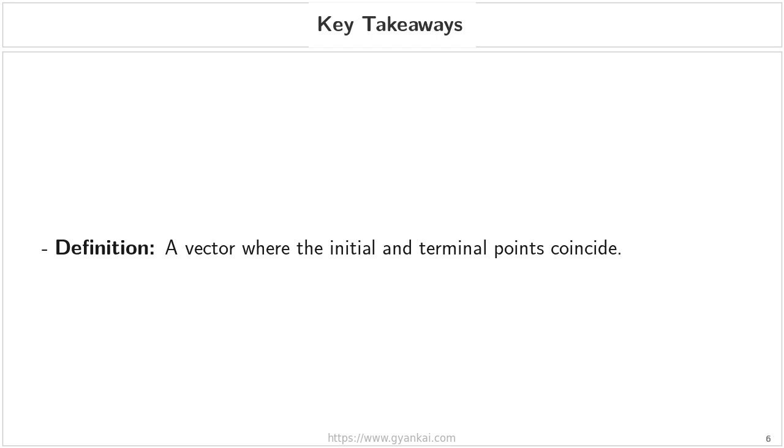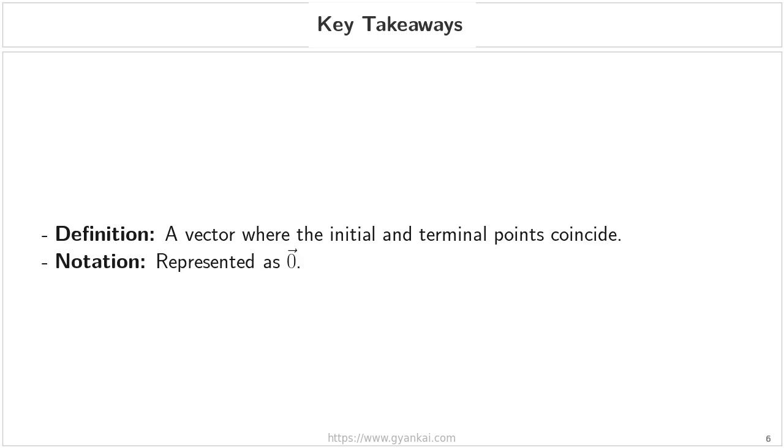Key takeaways. All right, let's bring everything we've discussed today together. This slide serves as a summary of the key takeaways regarding the zero vector, so I want you to pay close attention to these points as they are fundamental for your upcoming assessments. First, let's revisit the definition. Remember, a zero vector is specifically defined as a vector where the initial point and the terminal point coincide, meaning they are exactly the same point.